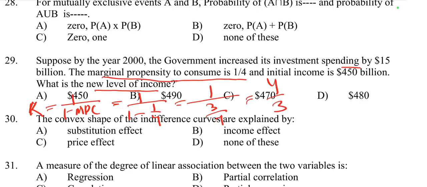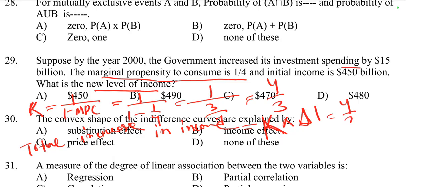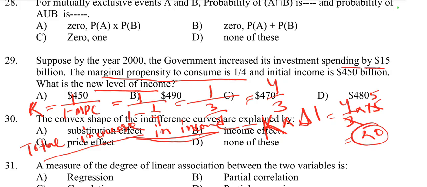Then we calculate the total increase in income. Total increase in income is equal to K times delta I, that is, the multiplier times the change in investment. The multiplier value is 4/3 and the change in investment spending is 15. So 4/3 times 15: 3 fives are 15, and 4 times 5 is 20. So the total change in income is 20.